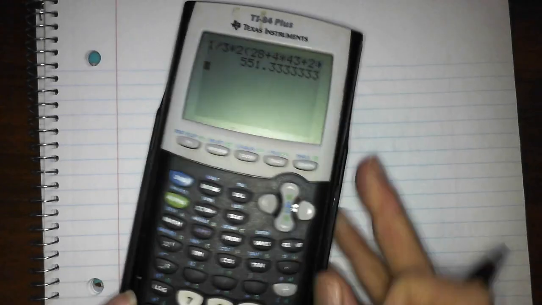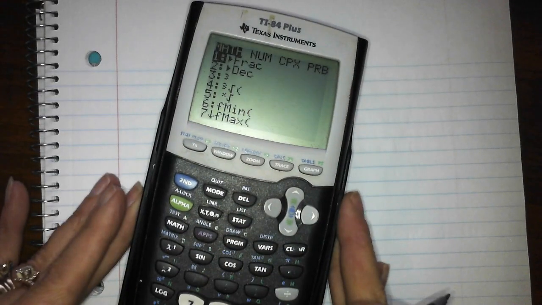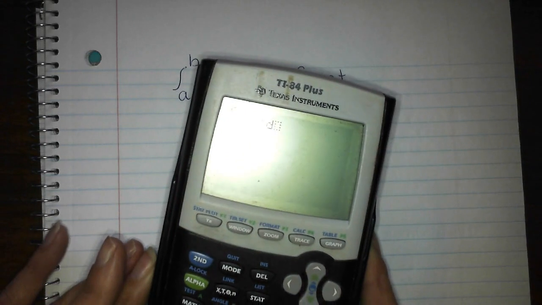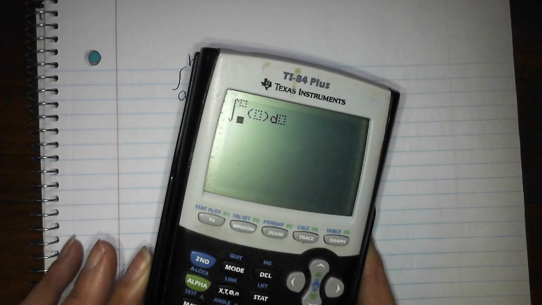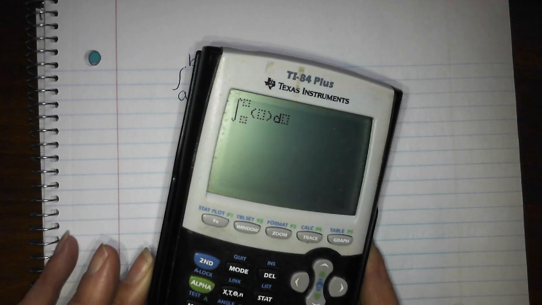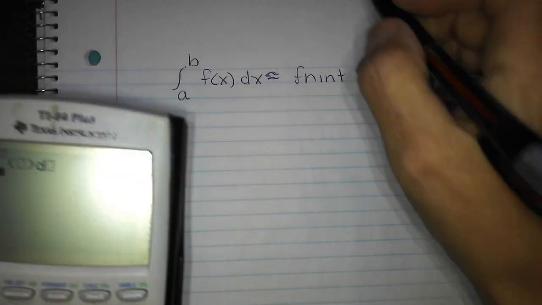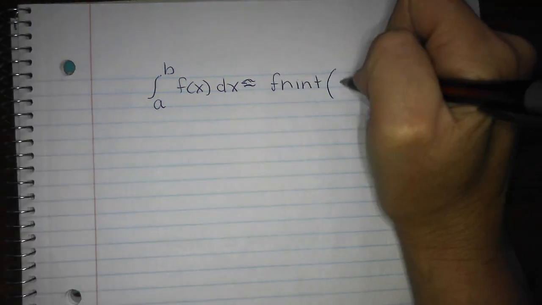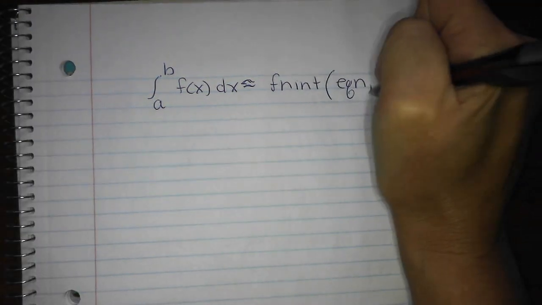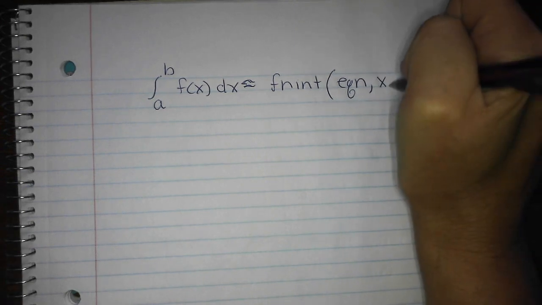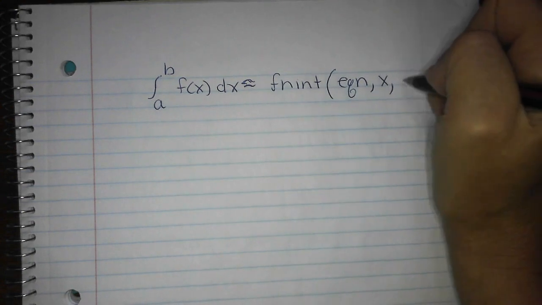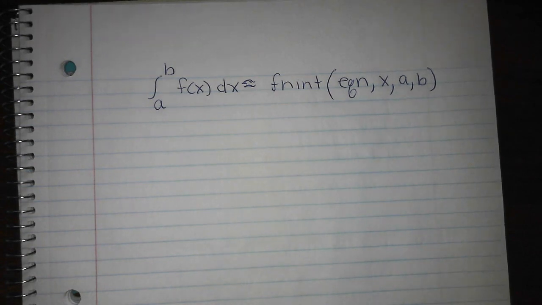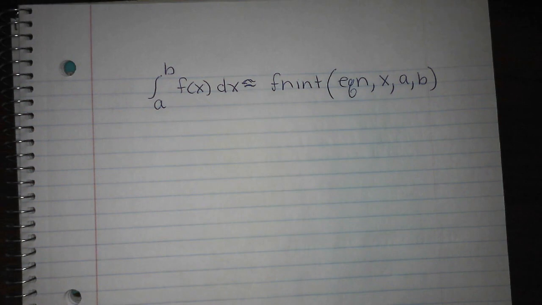And that is under your math. If you arrow down, you're going to see function integrate. And mine has the newer operating system that actually looks like an integral. If what you get is a parenthesis that shows up and not this notation where you kind of know what to put in, you're going to put in your equation, then a comma, then the letter X, then a comma, the value for A, comma, and then the value for B. So, just to show you how this works.